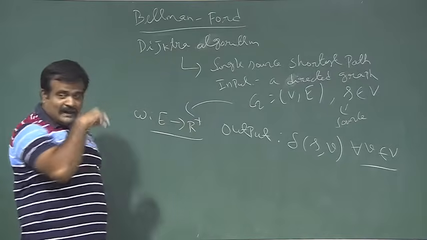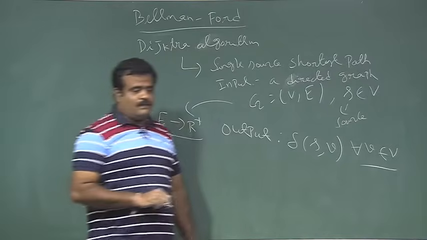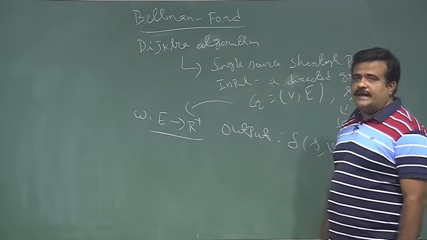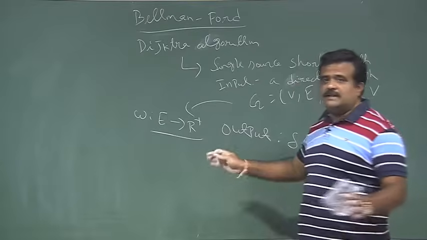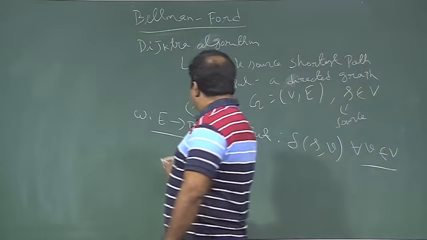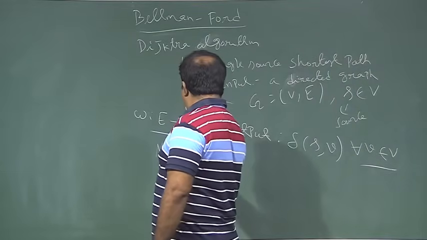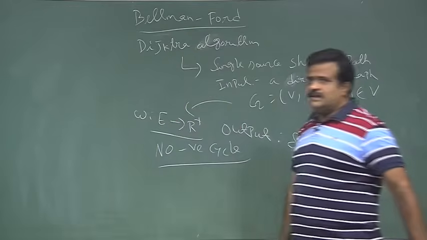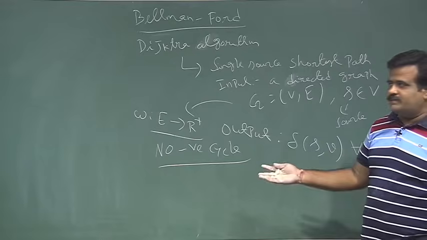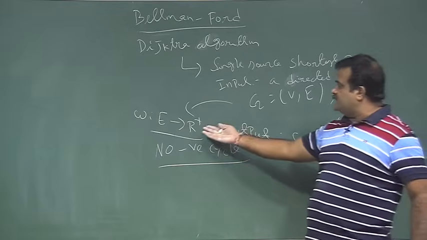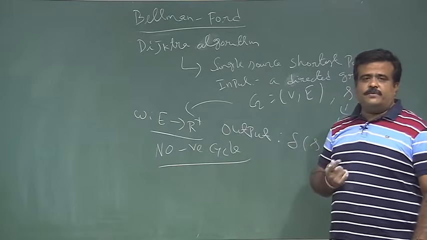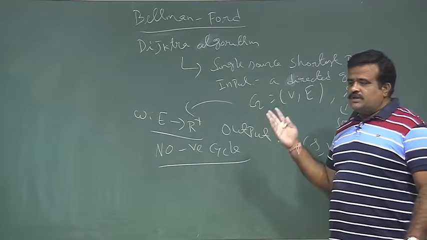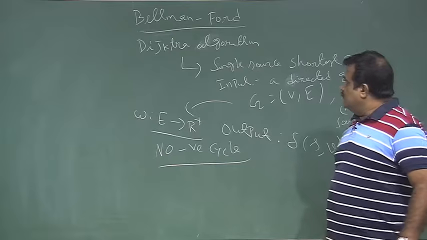So here we are not allowing the negative weight edge, because Dijkstra's cannot handle the negative cycle. So no negative cycle. In order to run Dijkstra's algorithm, we have to guarantee that there is no negative cycle. To be on the safe side, we are taking no negative weight edge. That will ensure that there will be no negative cycle.